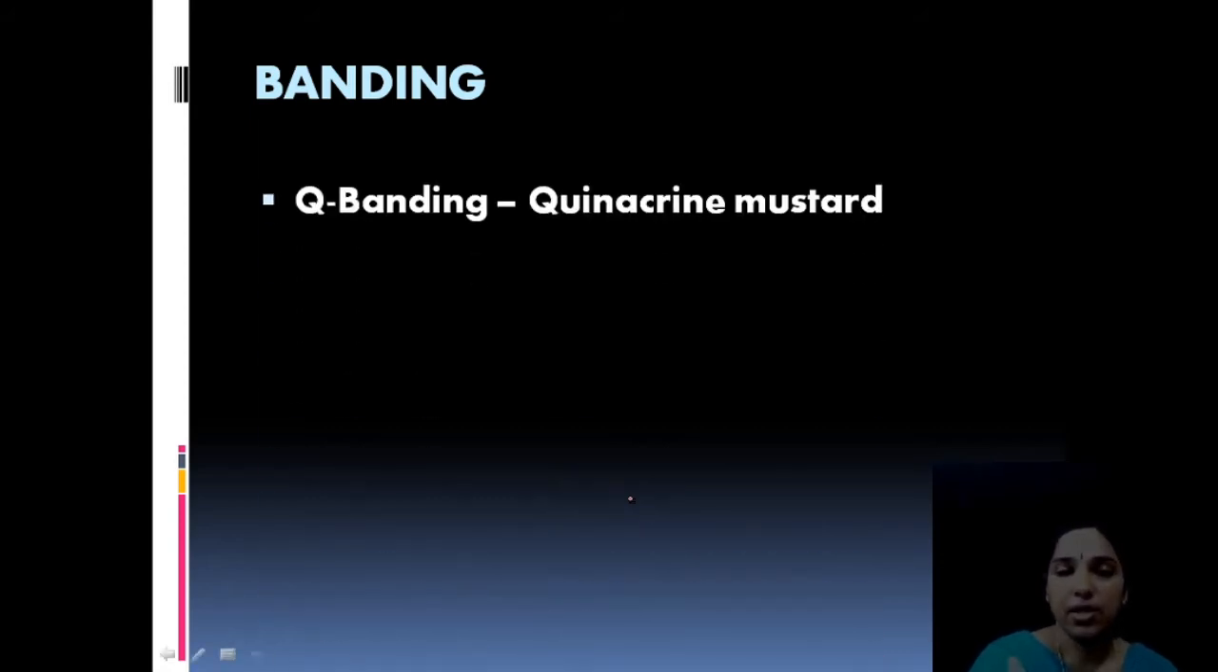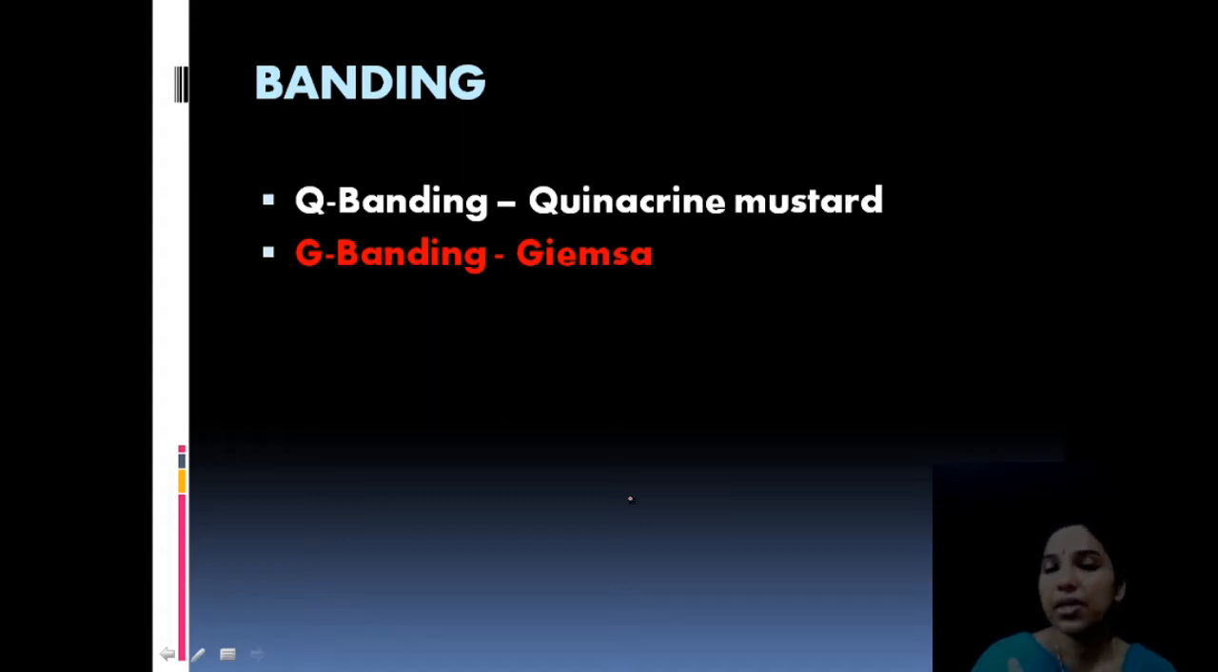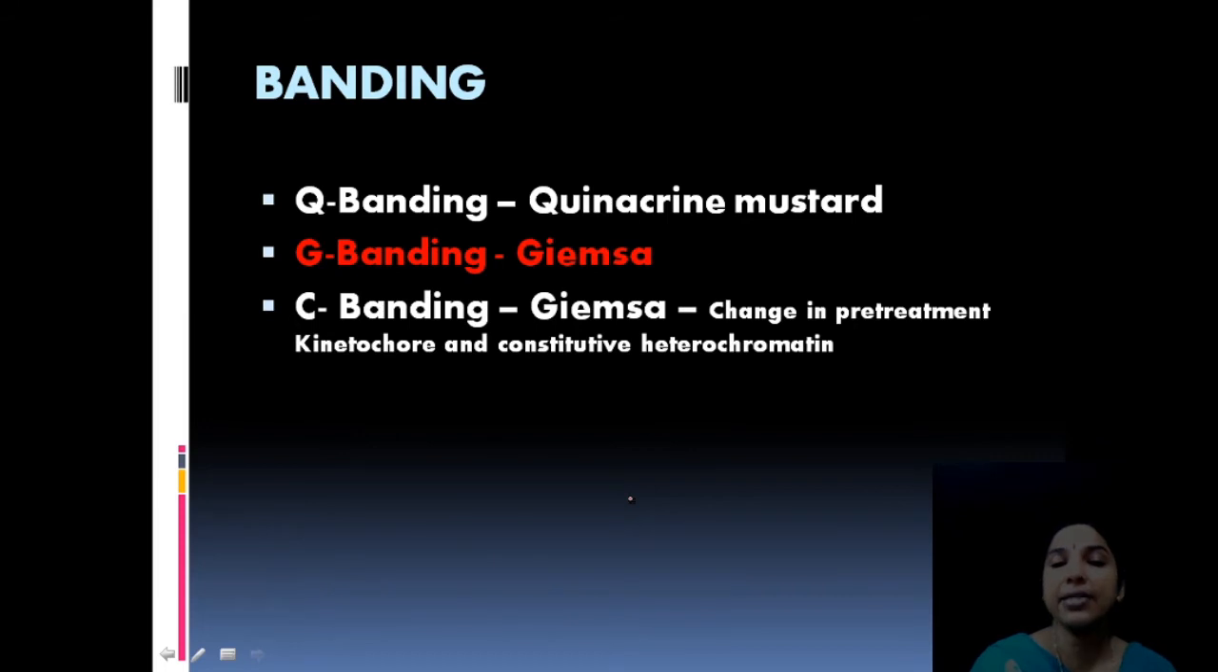So, we can look at a glance at these types of banding. The first one is Q banding, where the stain applied is quinacridine mustard. In G banding we use Giemsa stain, the most commonly used one. The C banding technique again uses Giemsa stain, but a pre-treatment is also applied, and this will stain only the centromere, kinetochore and constitutive heterochromatin.